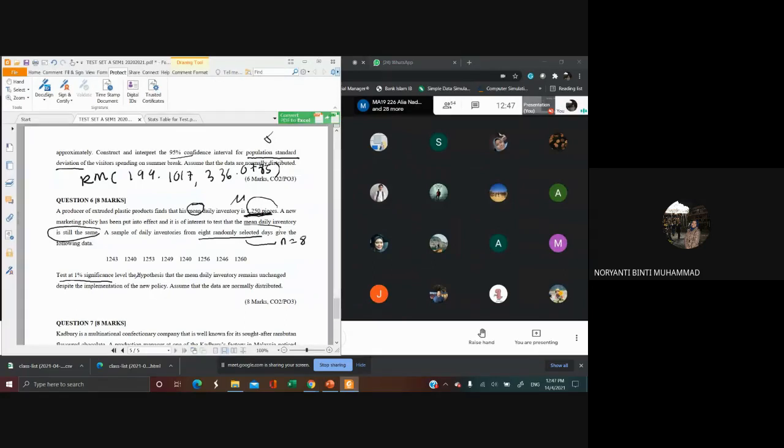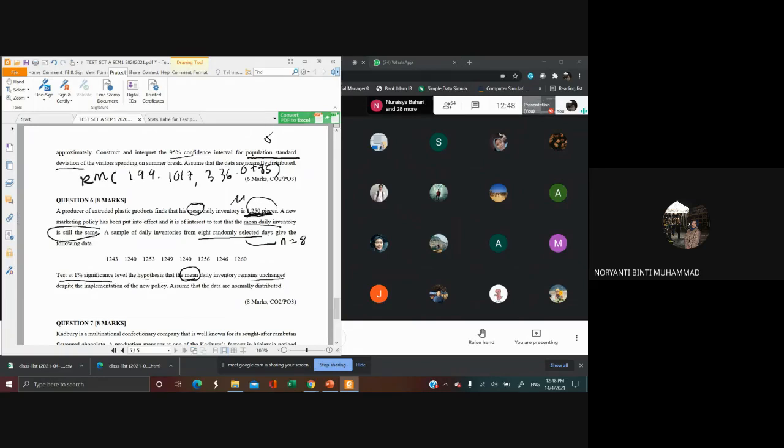Dia minta confidence interval ke? No. Tak. Dia kata test at 1% significance level. So maksudnya dia nak hypothesis. Okay, test at 1% significance level. The hypothesis that the mean daily inventory remain unchanged.